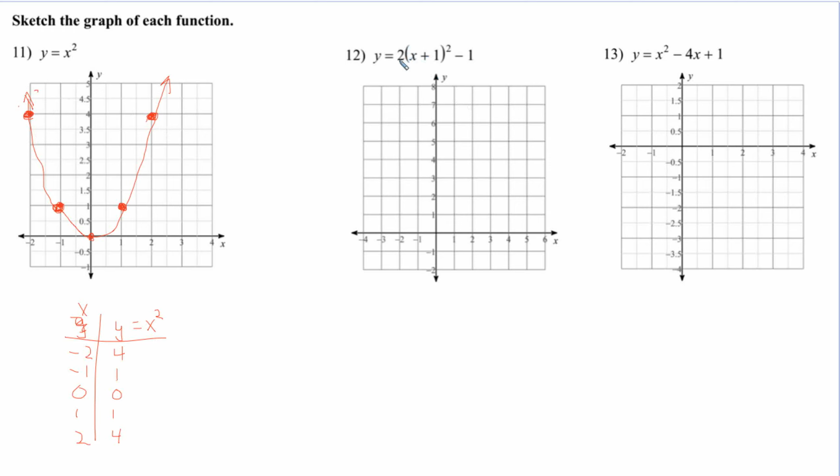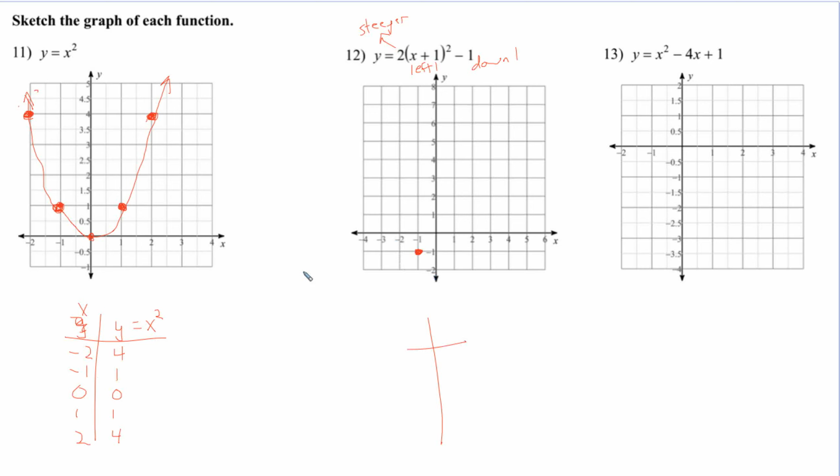We know that this 2 is going to make it steeper. This -1 is going to move it left 1, so it's opposite. Left 1 is a +1, so we think -1, and then this one tells us it's going to move down 1. Normally our vertex is at 0, 0. We go left 1 and down 1. There's the new vertex.